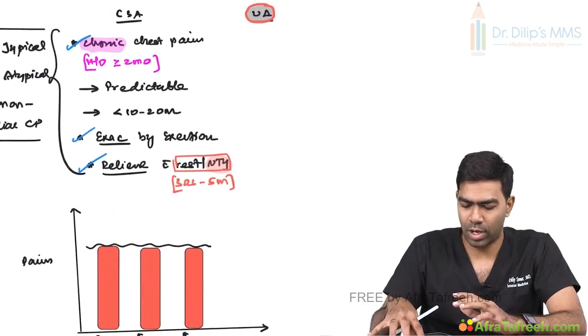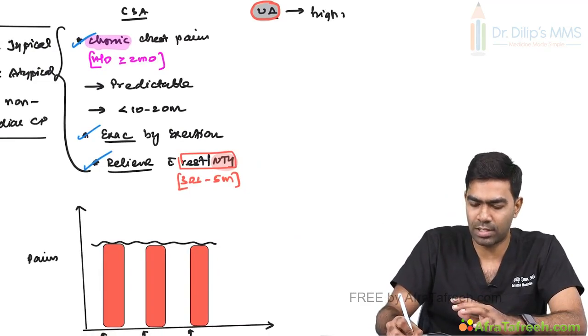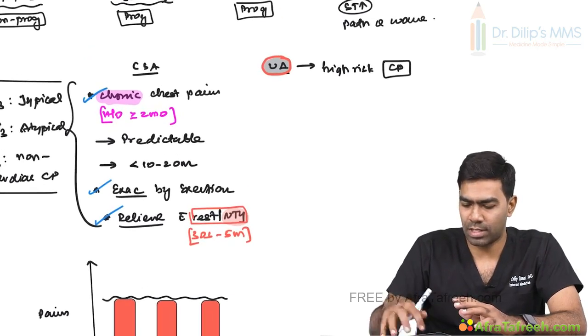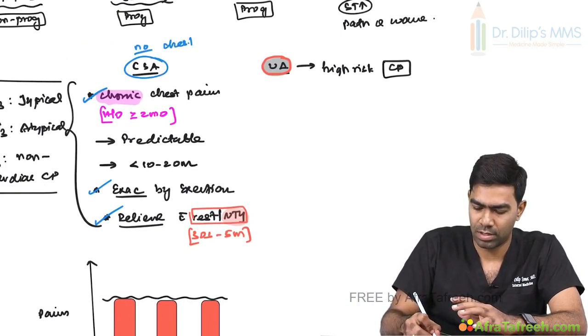Okay. So now what is unstable angina? Unstable angina, simply speaking from a clinical point of view, is a high-risk chest pain. That's all. So we know chronic stable angina can never have chest pain at rest.